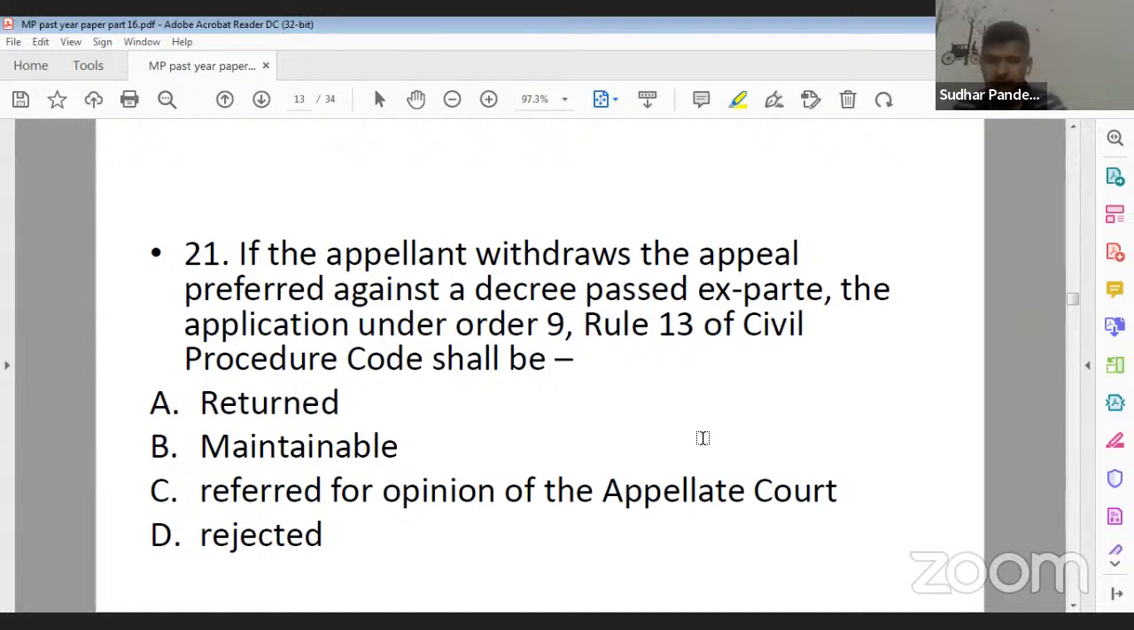Question number 21, what should be the correct answer? Its correct answer is B for Bangalore. Very good, Varunji. Its answer is maintainable.